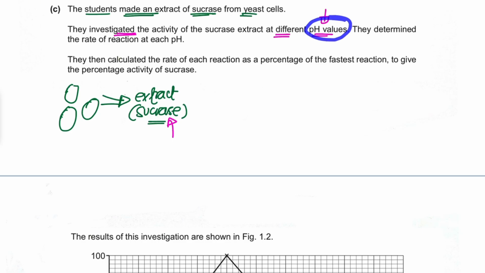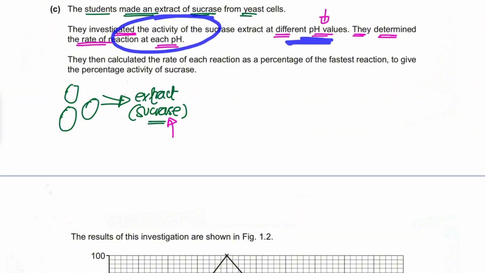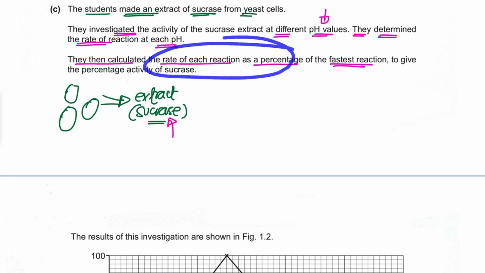So this pH that we are varying acts as our independent variable. Further, they say they determine the rate of reaction at each pH. Each pH they have varied, they are calculating the rate of reaction. They then calculated the rate of each reaction as a percentage of the fastest reaction: the pH value where the fungal extract has given the maximum, the rest of the activities at the other pHs are calculated as a percentage of that.